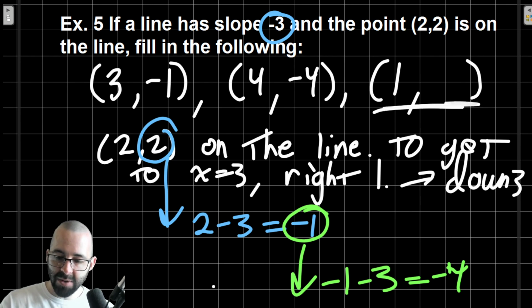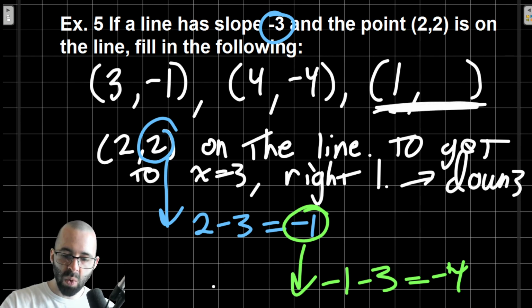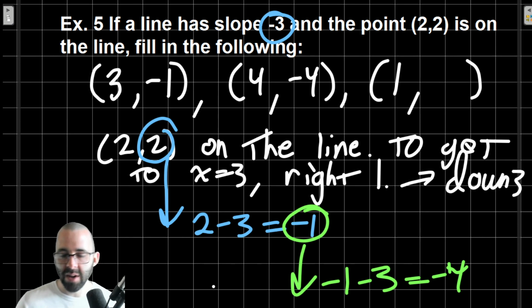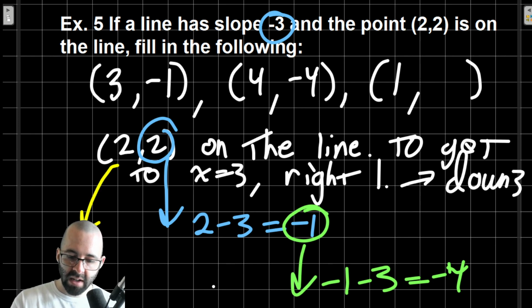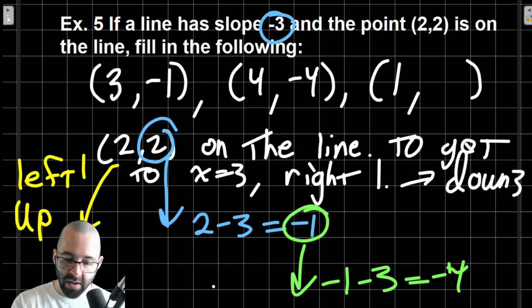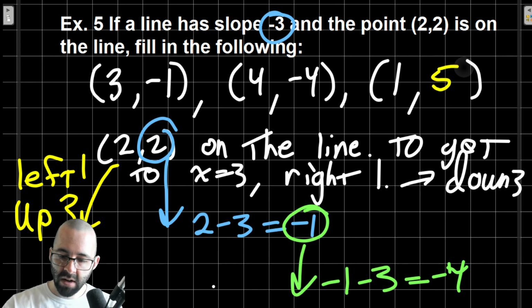Be careful on this last ordered pair, though. That's 1. We're not continuing on with this pattern, right? So to get to x equals 1, we need to move left 1 unit, which means because the slope is -3, if we're going left, it's going to be up 3 to get to this last one. This is going to be the point (1, 5).